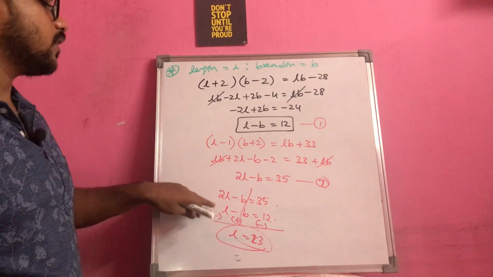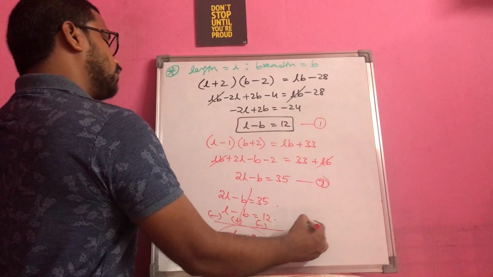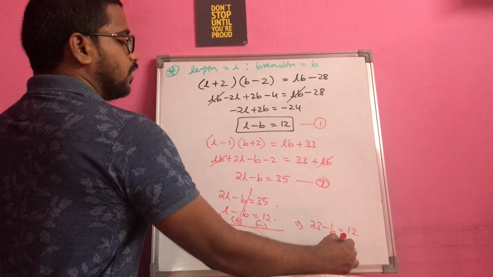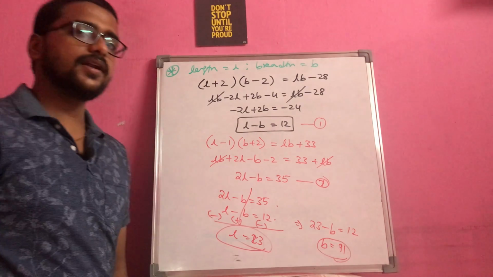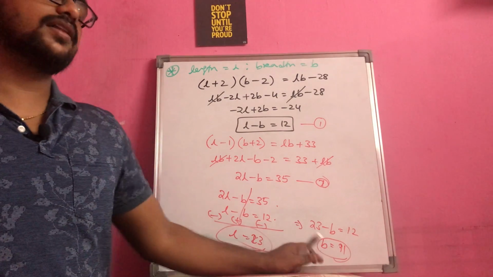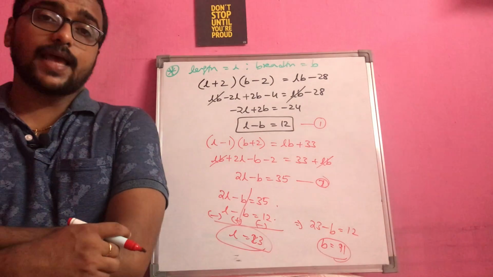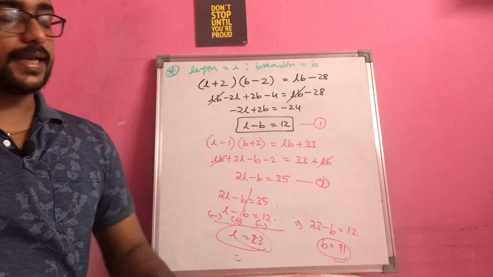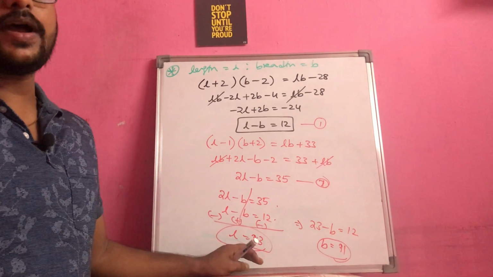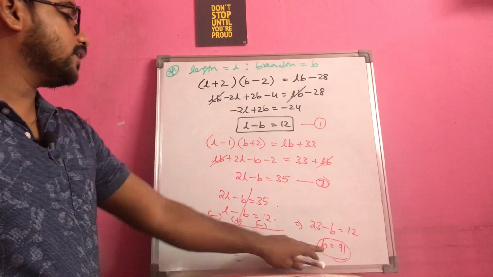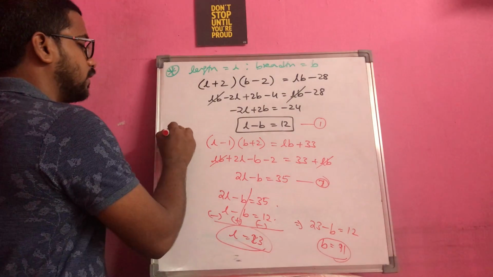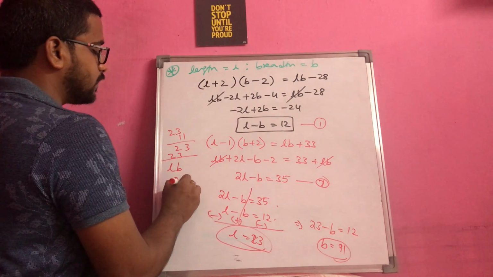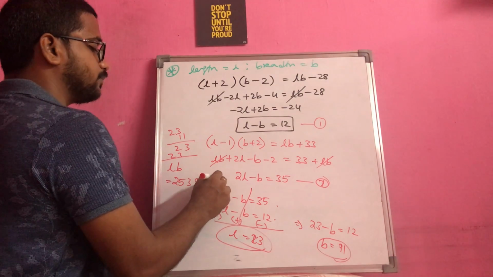So L is 23, substitute in any of these two. You will be getting 23 minus B is equal to 12. That means B is equal to 11 units. Right? So length is 23, breadth is 11. This is the measurements that you are having. But you should understand whether they are asking you length and breadth or area of the rectangle. In this question they are asking you to find the area of the rectangle. So 23 into 11, L into B, is nothing but the area of a rectangle. 23 into 11 means 253. So LB is equal to 253 square units.